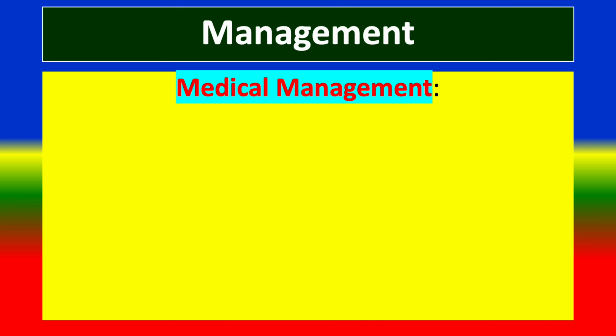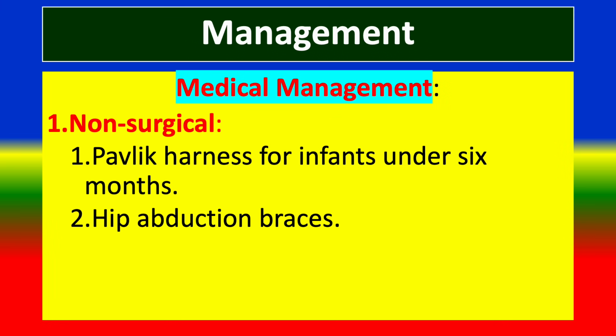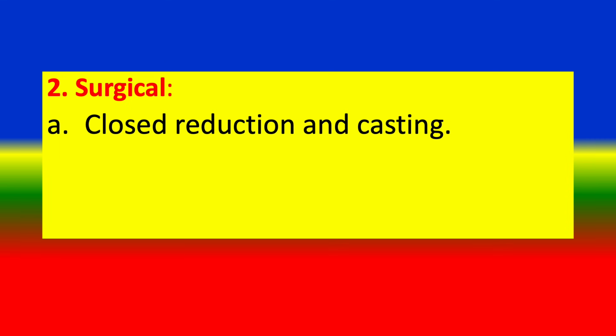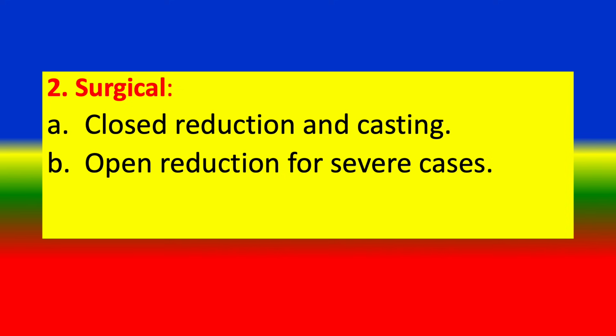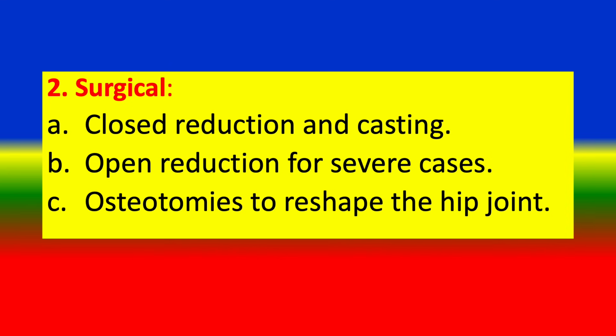Management. Medical management. 1. Non-surgical: Pavlik harness for infants under 6 months, and hip abduction braces. 2. Surgical: A. Closed reduction and casting. B. Open reduction for severe cases. C. Osteotomies to reshape the hip joint.